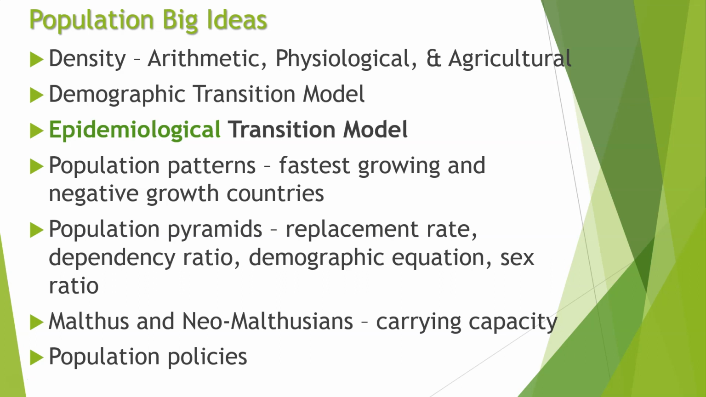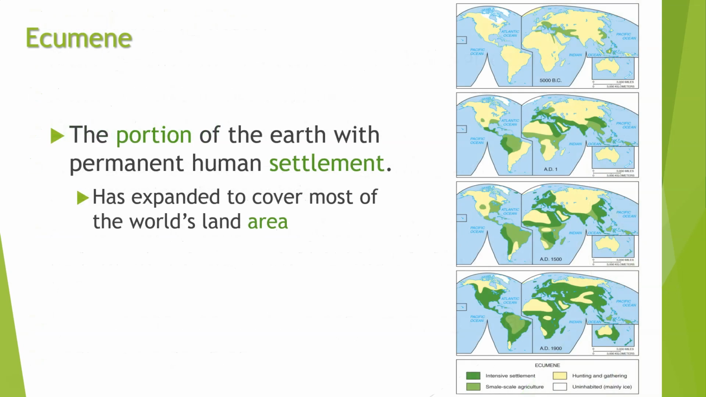We'll talk about population patterns. We'll talk about those great diagrams, population pyramids, what they can tell us, what types we might see in different countries. We'll talk about Thomas Malthus and the Neo-Malthusians and their current beliefs about the Earth's population and the carrying capacity, and then population policies to either encourage an increase in the population or to try to control an increase in the population. First, let's look at ecumene.